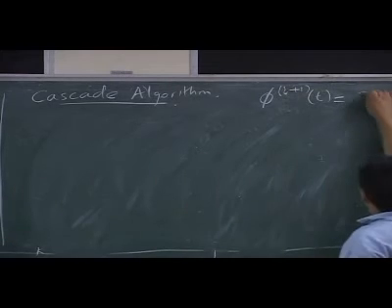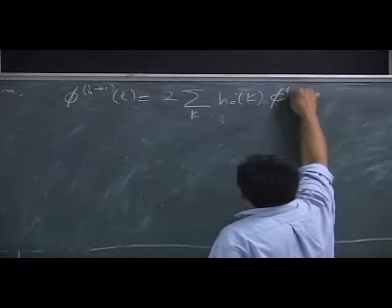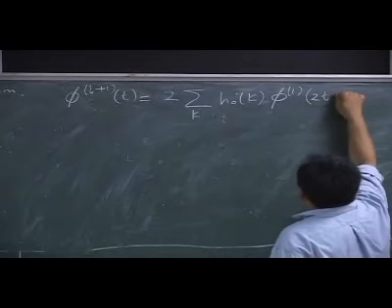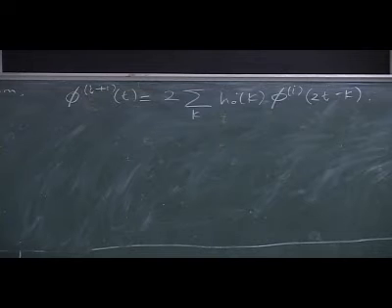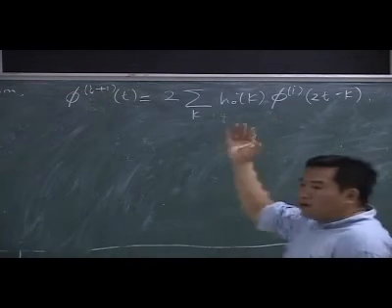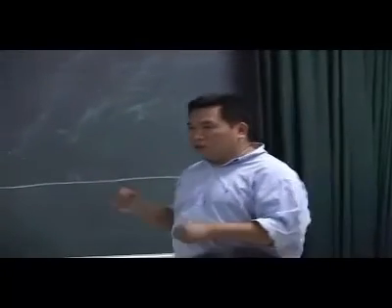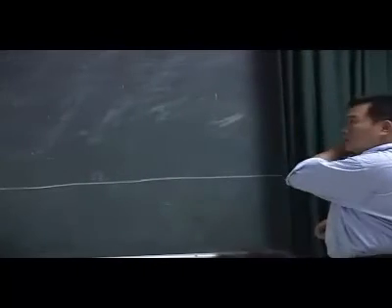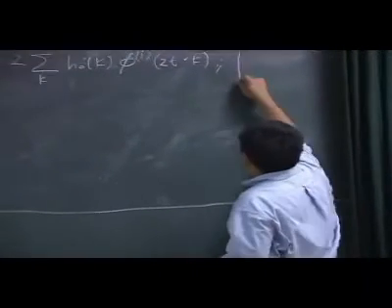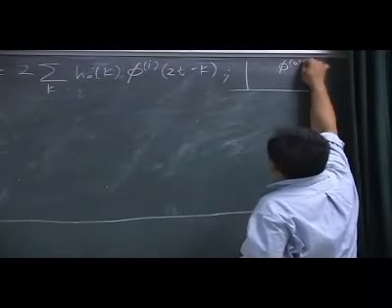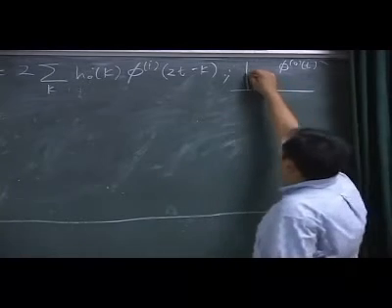So it will be 2 summation in k, h naught of k, phi i of 2t minus k. If it converges, if I go to infinity, it will converge to a closed form expression or a curve that you can plot, right? And let's take the case. So we have several different examples, okay? And we choose phi naught of t, the initial condition for phi, to be a box from 0 to 1.